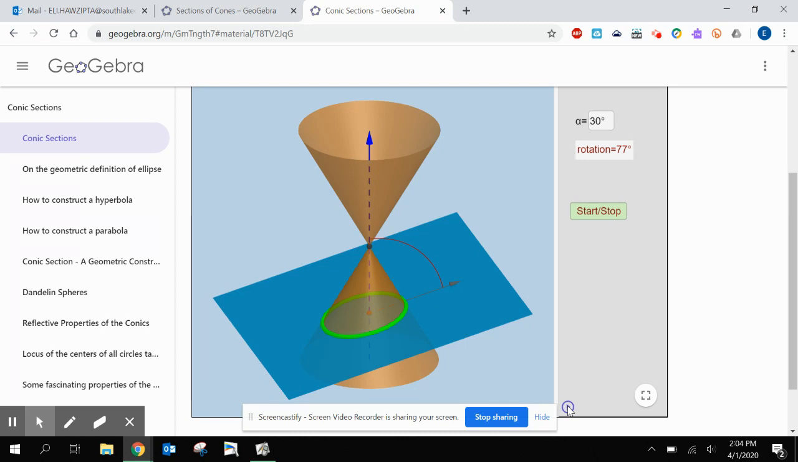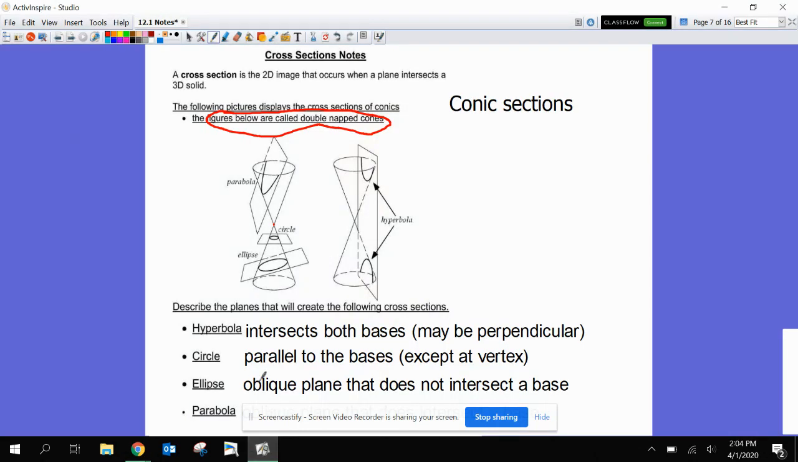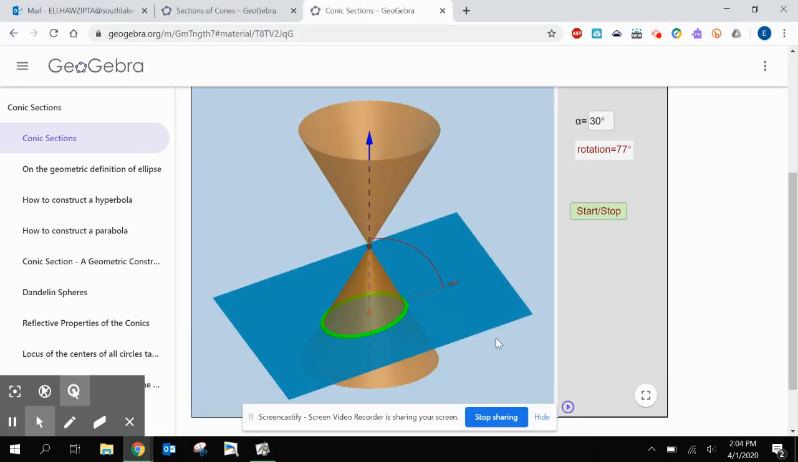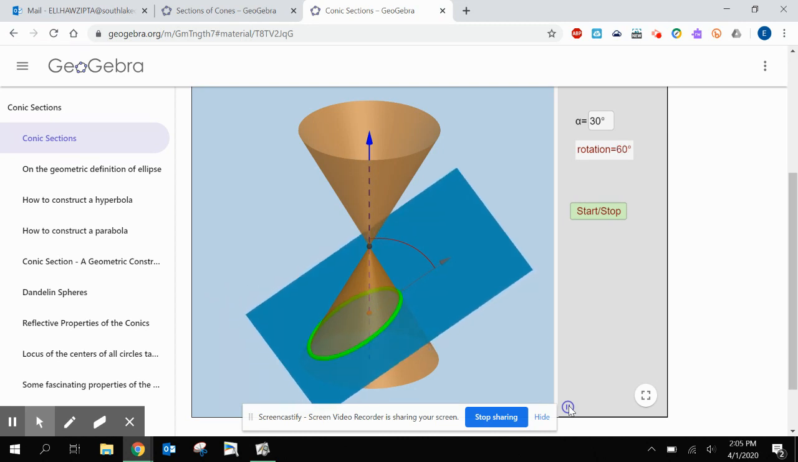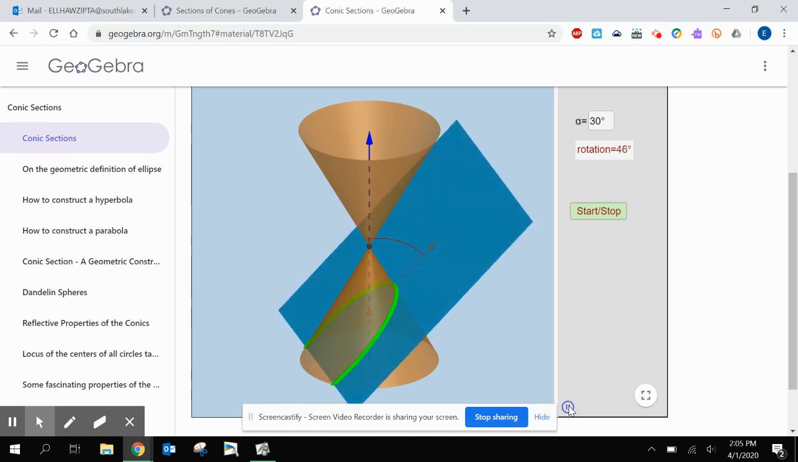And so the key to this is, though, that if you look at the blue plane, it's above the base of the bottom cone. And so this blue plane does not intersect the base. And so when we come down here to my definition, the ellipse is formed by an oblique plane that does not intersect a base. And I'm going to go back to the demonstration here. That blue plane does not touch the base. All right, so let's keep going here. This thing's going to keep rotating. And now look what happens when it touches the base.